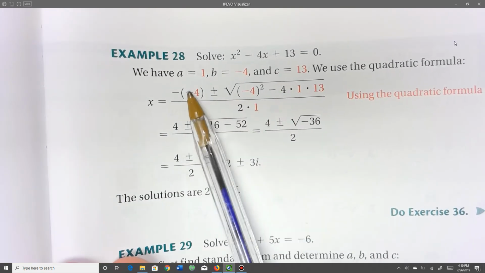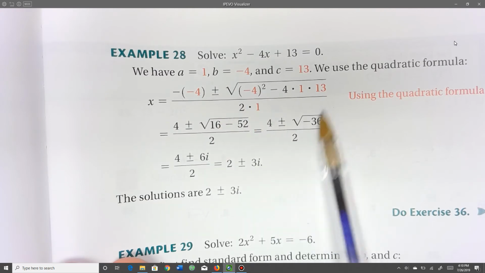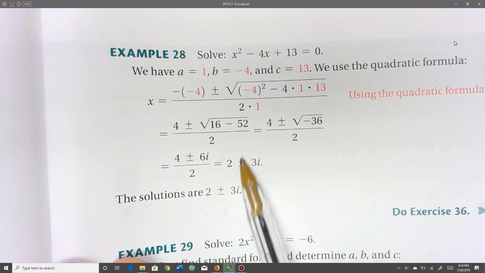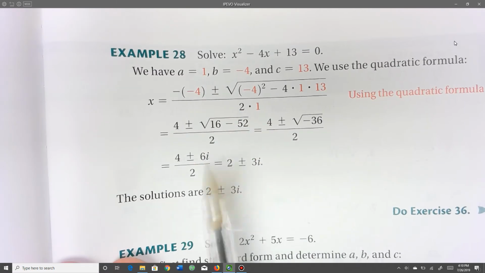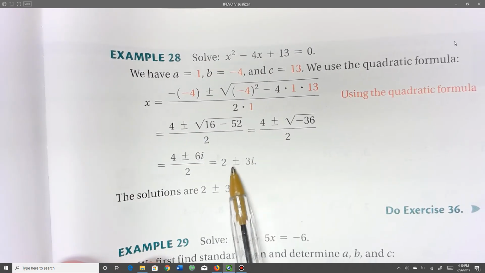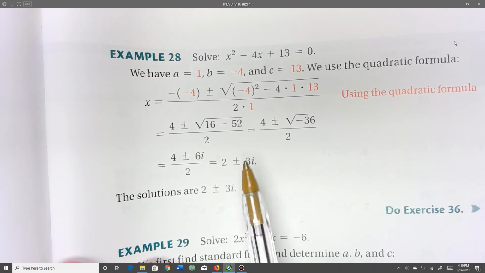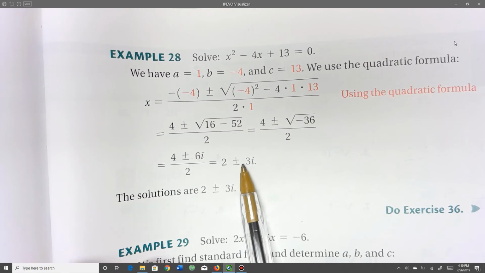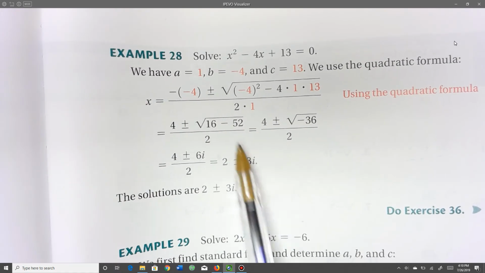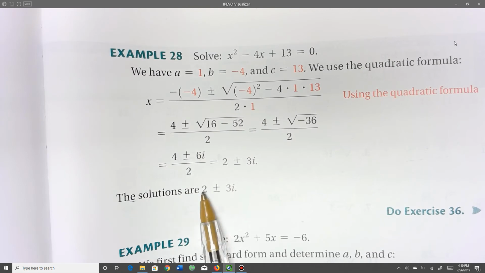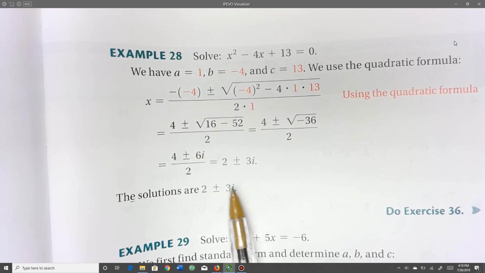And then you substitute values and perform the operations, and you should get 2 answers. Whenever you're solving again, you should get 2 answers now. We've been skipping the negative answers. However, this time we're solving, we need 2 answers. So the solutions are 2 plus 3i or 2 minus 3i.